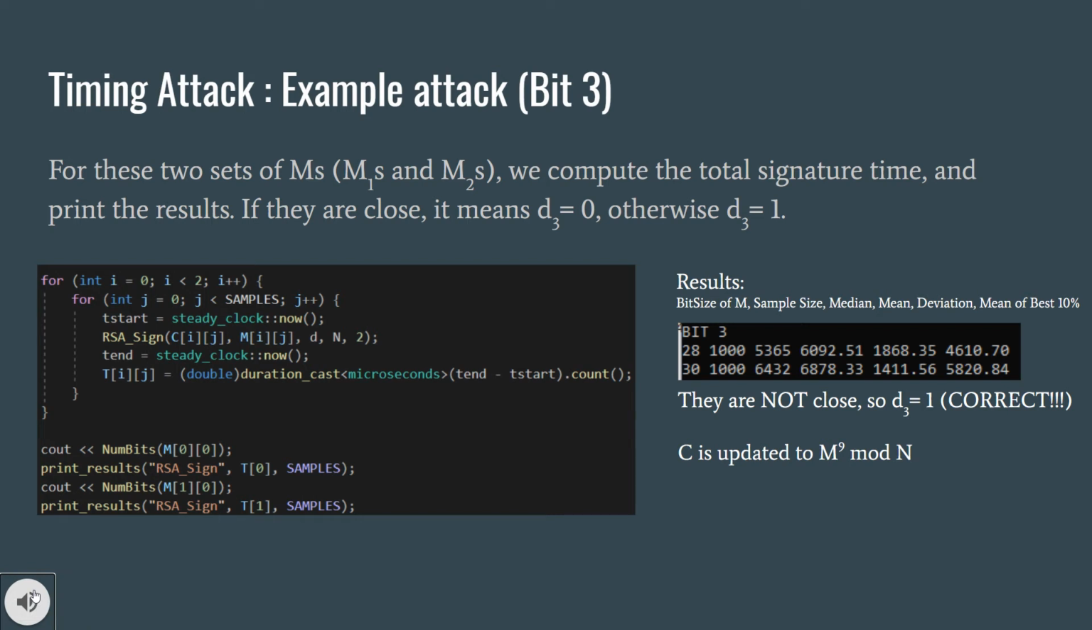When we compare the total signature time for these two sets of m's, we see that they are not close. The timing results were given on the right, and we see that they are not close. So D3 is 1, and this is actually correct. C is now updated to m to the 9 modulo n.